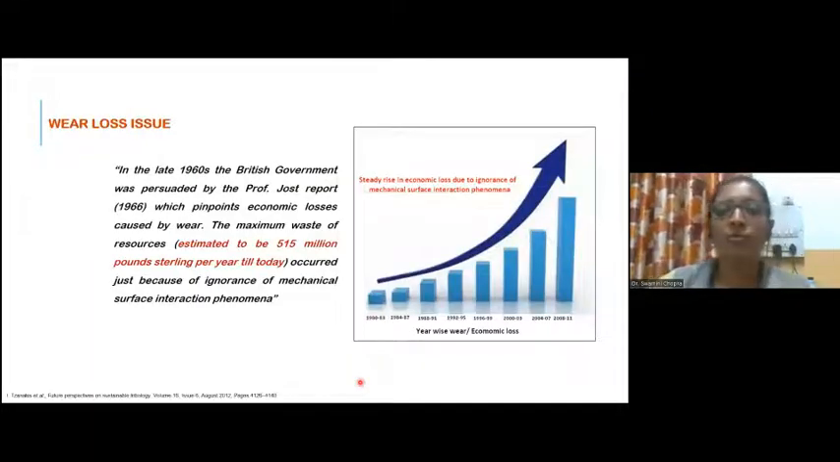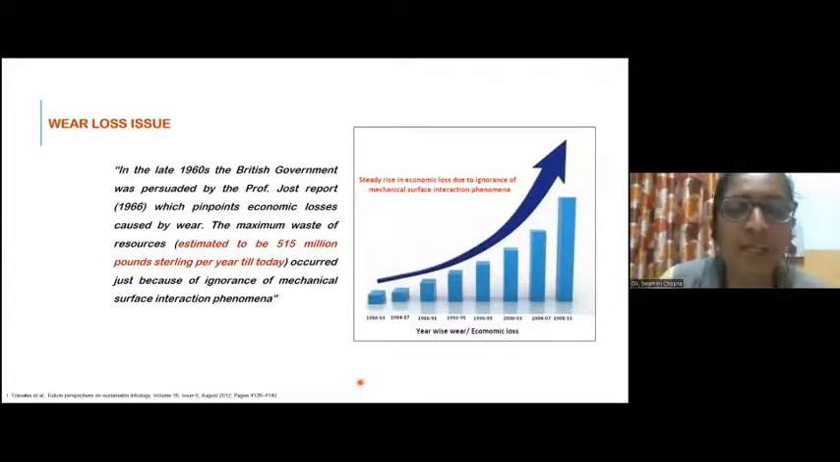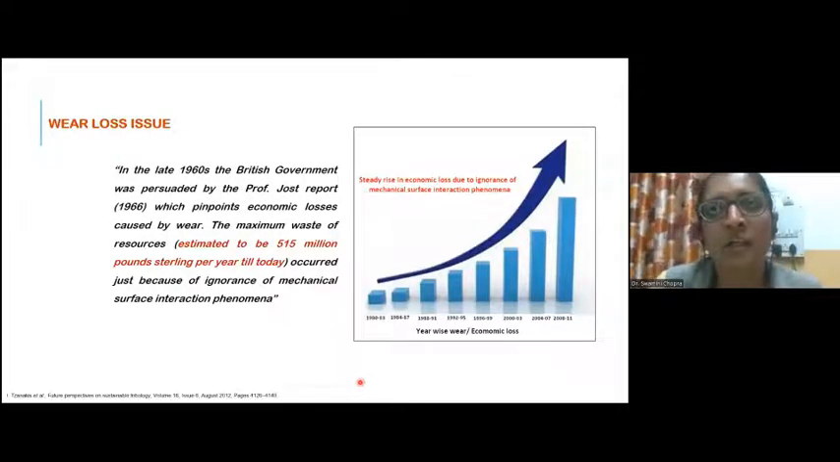So why do we think about cryogenic treatment? The big motivation for performing the cryogenic treatment of material is the wear loss issue. Until the 19th century, wear loss was not one of the factors which was considered for economic calculations. But since the 19th century, it has been estimated by economists and researchers around the world that wear can lead to a tremendous loss of material and components, which impacts the economy greatly.